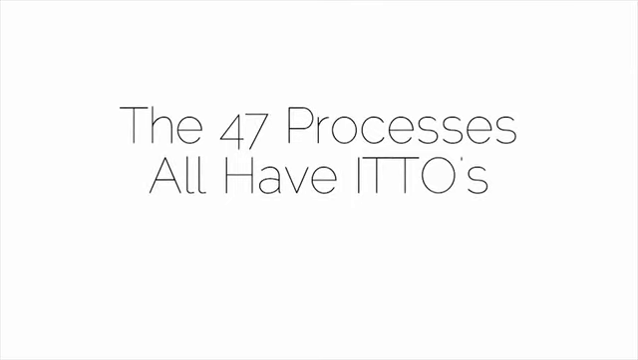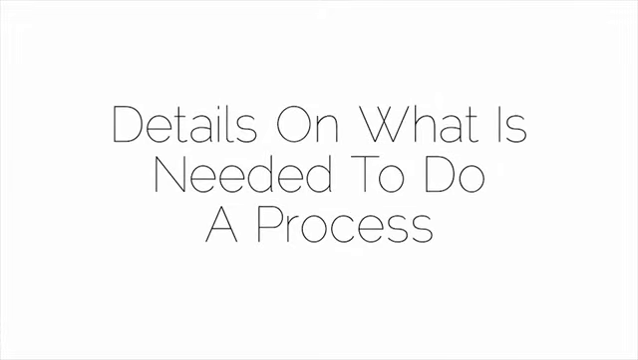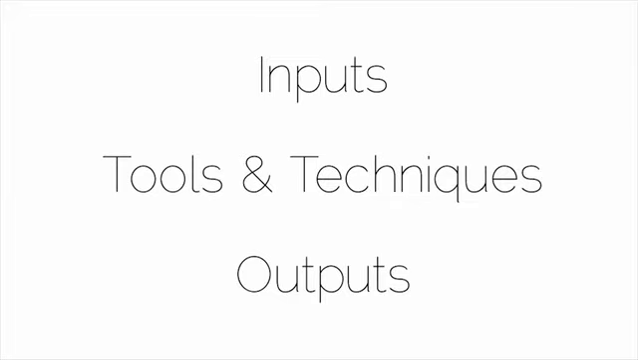Finally, the 47 processes all have ITTOs, which essentially provide us project managers with details on what's needed to do that process, or inputs, what tools we can use to do that process, or tools and techniques, and the reason or purpose of the process, or outputs. And that's where we get this process chart. Yes, I know this may look overwhelming at first, but stay frosty, and by the time we've covered the knowledge areas in the next 10 modules, you'll know your way around this chart comfortably, and you will see how useful it can be. It's really fantastic, so give it a chance.